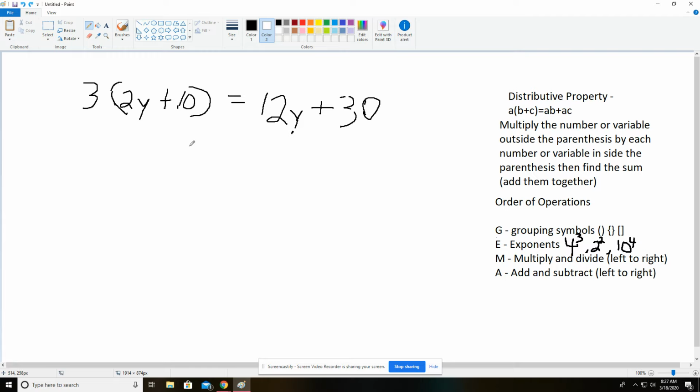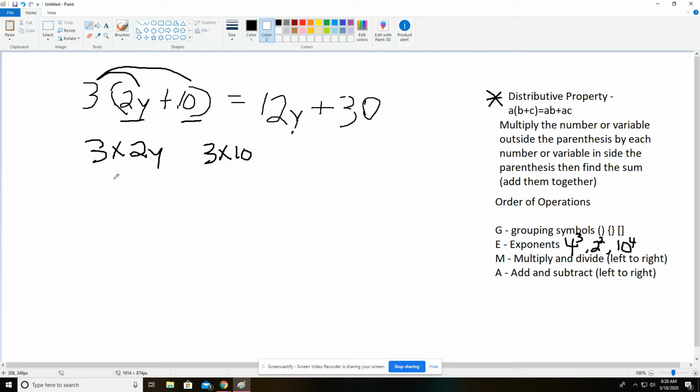So if I was going to do this first, I have to do the grouping symbols first. Remember, this expression over here should equal this expression over here. So I can't add anything, remember, because I can't combine like terms, because see, there's a y here, there's no y here. So therefore, I'm just left to distribute and use the distributive property. Distribute means to multiply everything on the outside times everything on the inside. I'm going to be doing 3 times 2y, and I'm going to be doing 3 times 10.